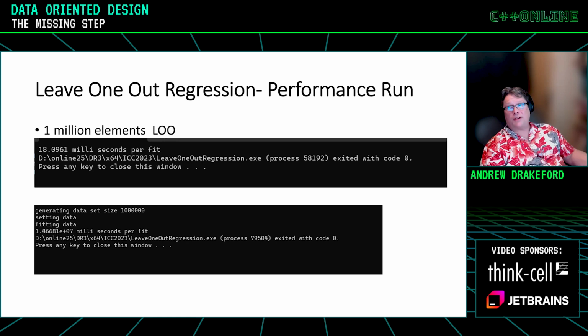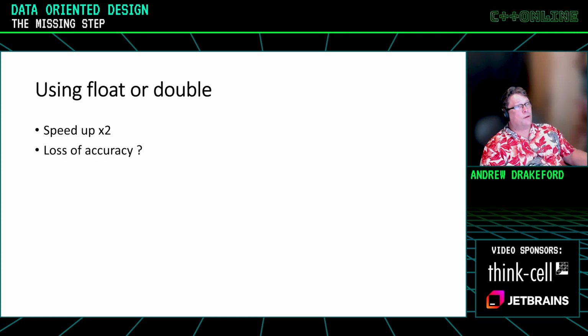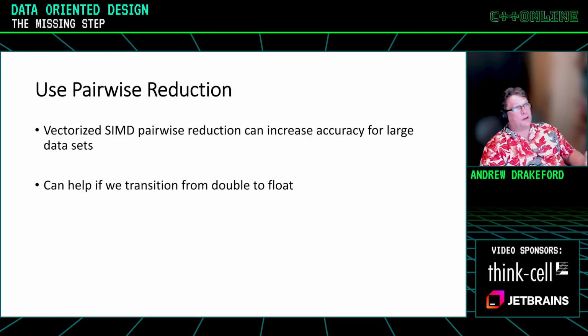It could go faster. We could try some blocking and tiling. We could try a zip iterator. We could try using floats and see if the loss of accuracy made any difference. We could try pairwise reduce to make it more accurate.